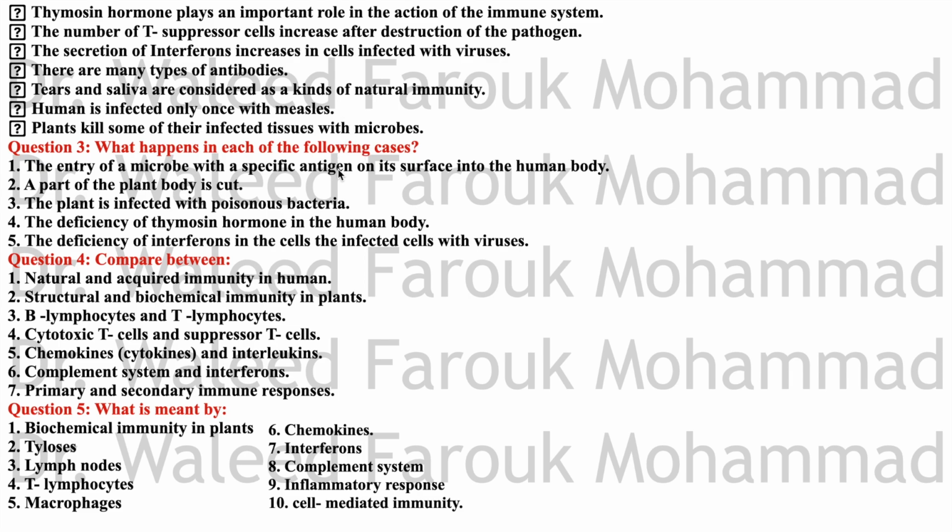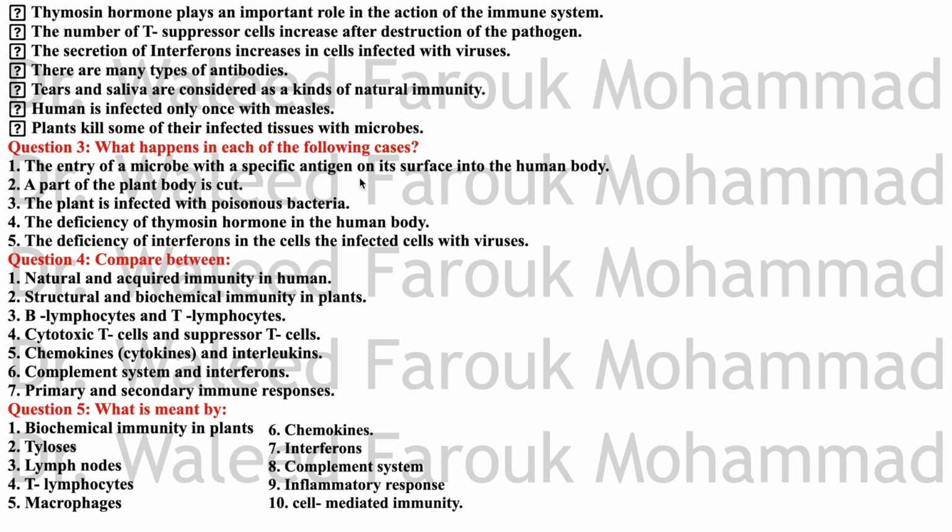Okay, plants kill some of their tissues infected with microbes. Plants do that to prevent the pathogen from spreading to the surrounding tissues, so the plant can get rid of the pathogen by the death of the injured tissue.